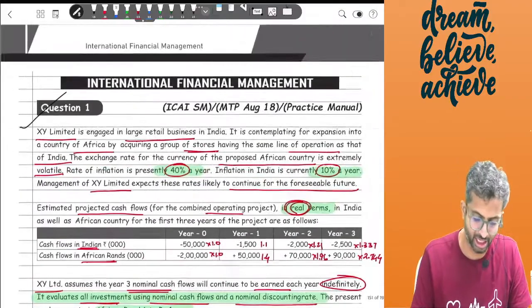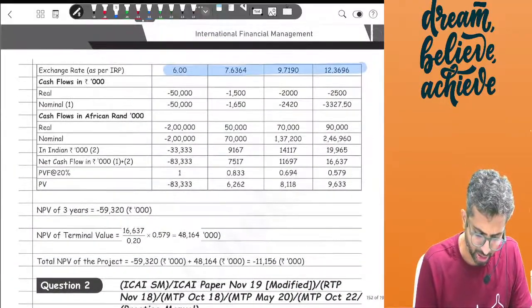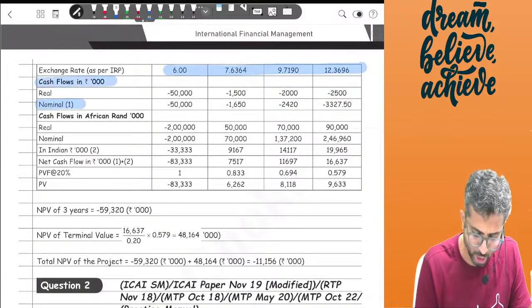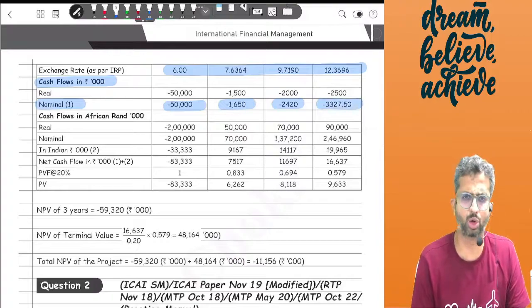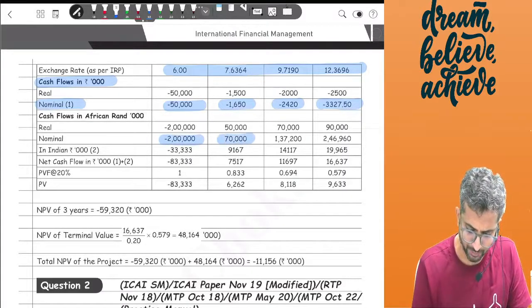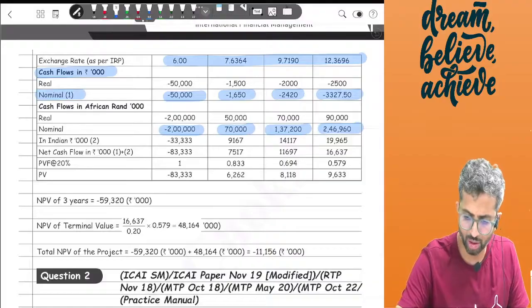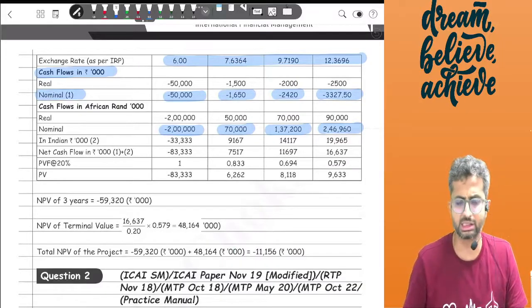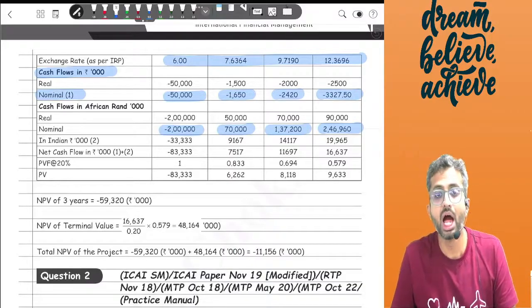Now, how will you find the cash flows? You will first convert the cash flows into nominal cash flows. These are in rupees, so you will multiply by 1.1, 1.21, 1.33 approximately. Now these are rupees, so I don't need to convert this. African cash flows we will first make inflation adjusted. So these are 2 lakhs, then 1.4, 1.96, and 90,000 for 2.744, which is 246,960. This gives you the African Rand cash flows, but these are in African Rand. I need to convert them to rupees.